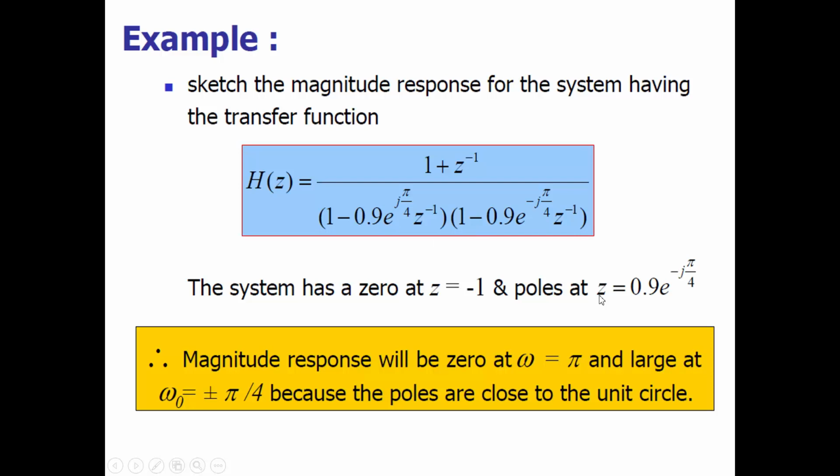Two poles are there, and these poles exist at plus minus j pi by 4, because this pole is e to the power j pi by 4, and this pole is e to the power minus j pi by 4, so it will be plus minus j pi by 4. So the magnitude response, if you see here, 0.